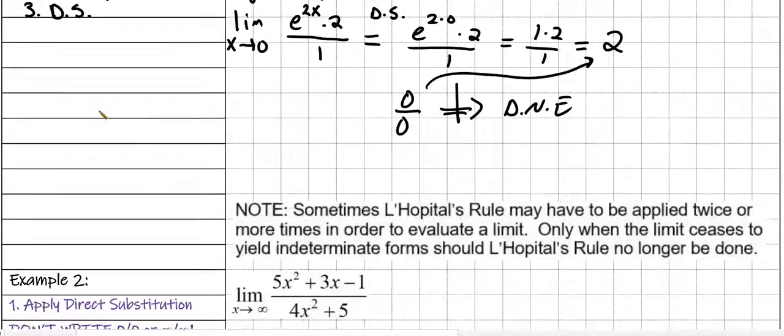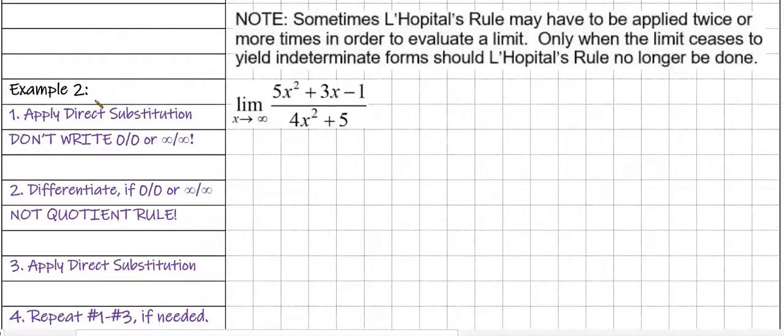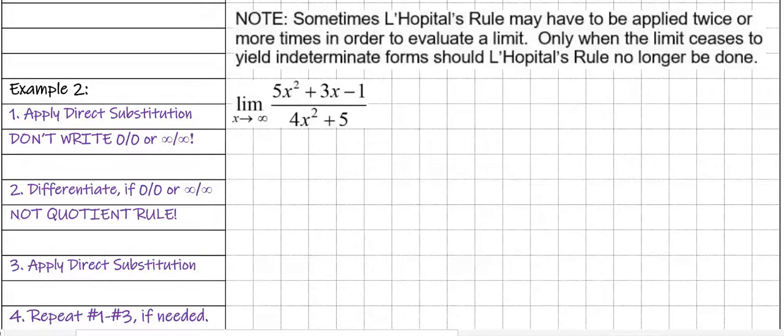Now in some cases, you may need to use L'Hopital's rule 2 times or more. So here we have another example. The limit as x approaches infinity of 5x squared plus 3x minus 1 over 4x squared plus 5. Let's go ahead and apply the first step, which is direct substitution. Now in this example, you can't really direct substitute infinity, so I'm going to write direct substitution in quotations. Just pretend that you are going to substitute infinity into x squared.